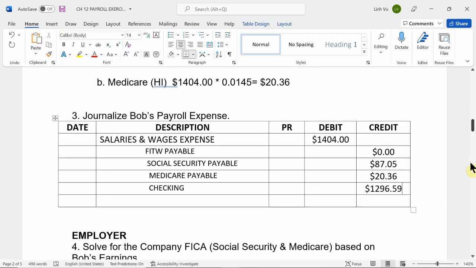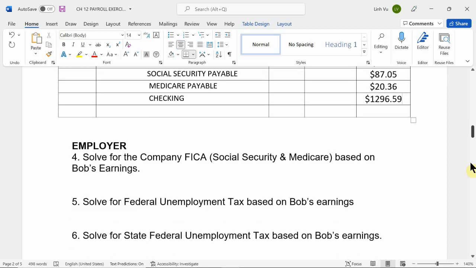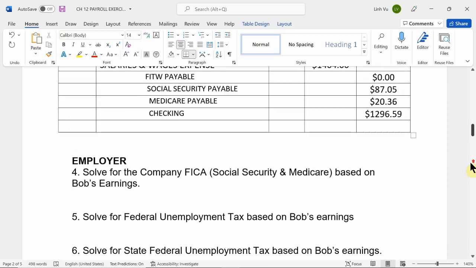That's how you calculate his portion of the payroll. This is how much he's going to walk away with. This is his net pay. Okay. Now let's calculate what the employer is responsible for.